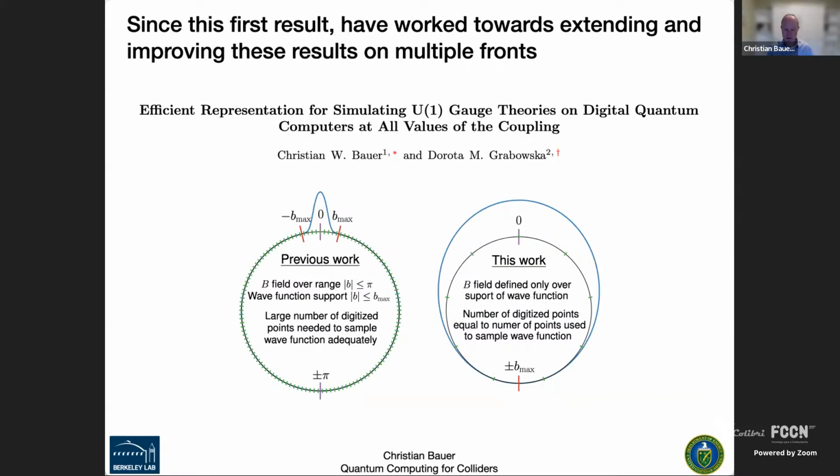I just want to show you in a few cartoons some of the work I've done since that work. Because the goal here is, as I'll, this was a scalar field theory, very small system sizes.